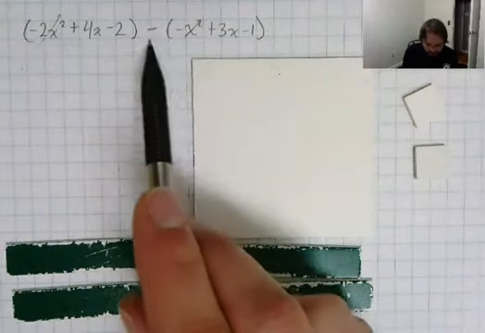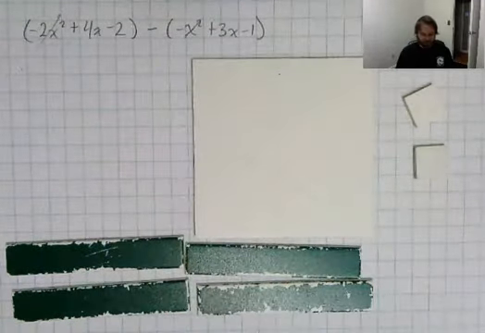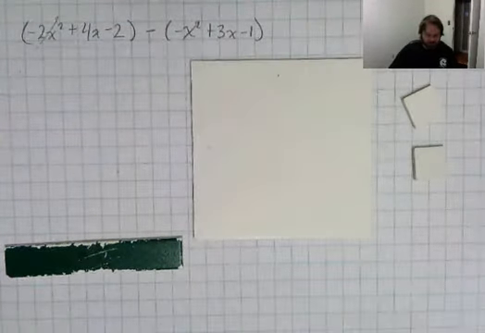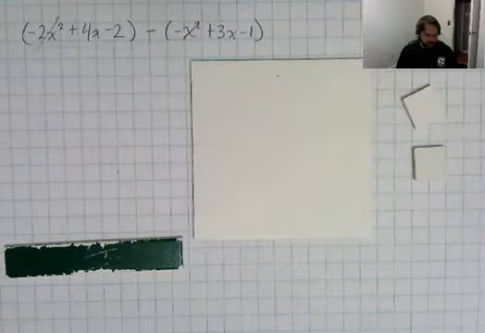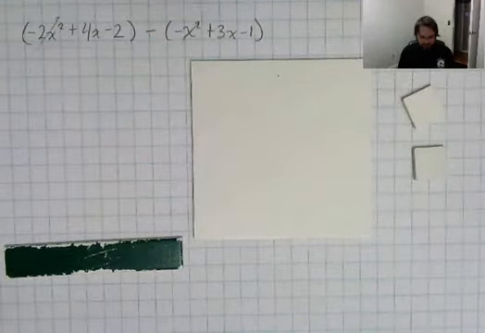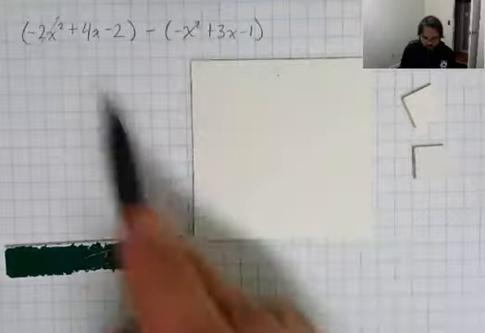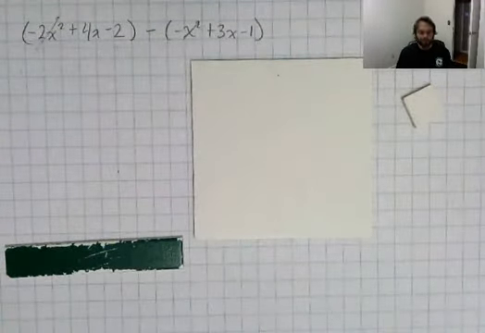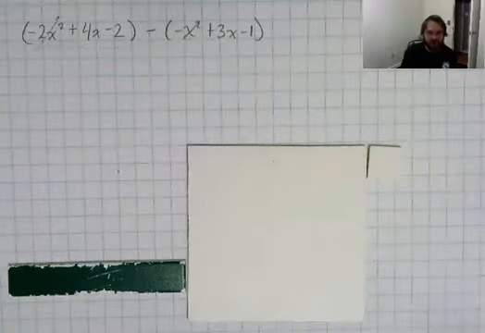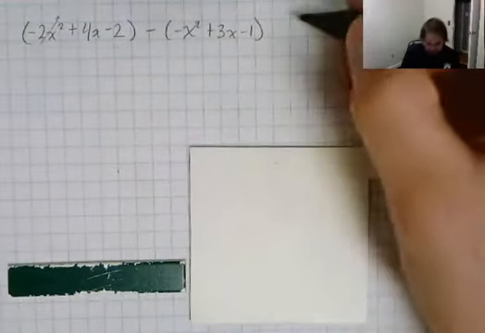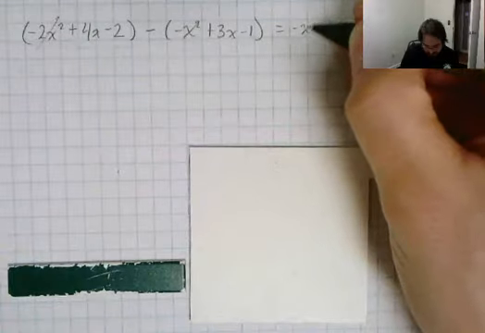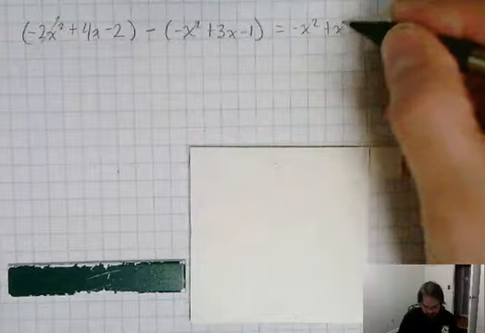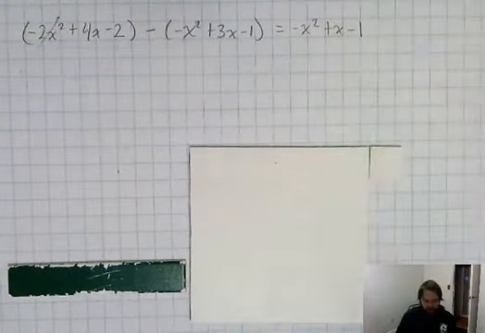Now it says we want to take away positive 3x. So I'm going to take away here 3 positive x's. And lastly, it says I want to take away a negative 1 from negative 2. And there we go. So what I end up getting here now as a final is negative x squared plus x minus 1. So let's review that.